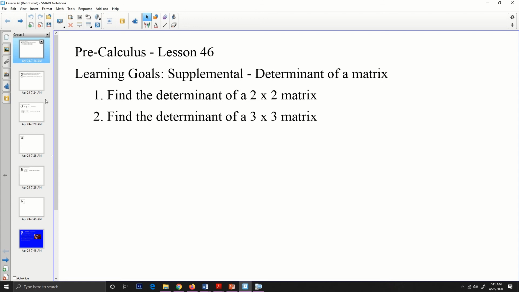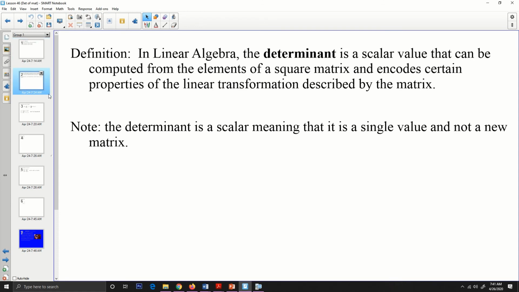And so, definition: in linear algebra, a determinant is a scalar value that can be computed from the elements of a square matrix that encodes certain properties of the linear transformation described by the matrix. A determinant is a scalar, meaning that it is a single value and not a new matrix. So when they ask for the determinant, you're going to be giving just a single number, not some new matrix.